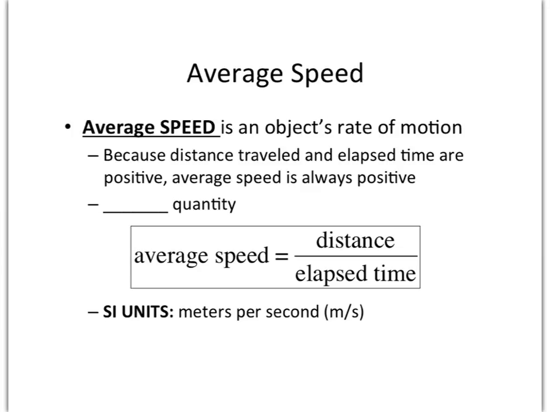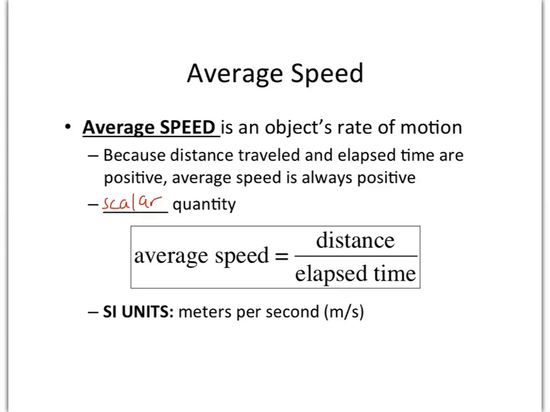And it tells you basically your rate of motion, as it says right here. That means how much ground you're covering in a certain amount of time. It doesn't matter if you're going north, south, east, or west. Your speed is always positive. So as such, speed is what we call a scalar quantity. Scalar means it only has a magnitude, it only has an amount. It doesn't have any direction, or at least if it does have a direction, the direction doesn't matter.